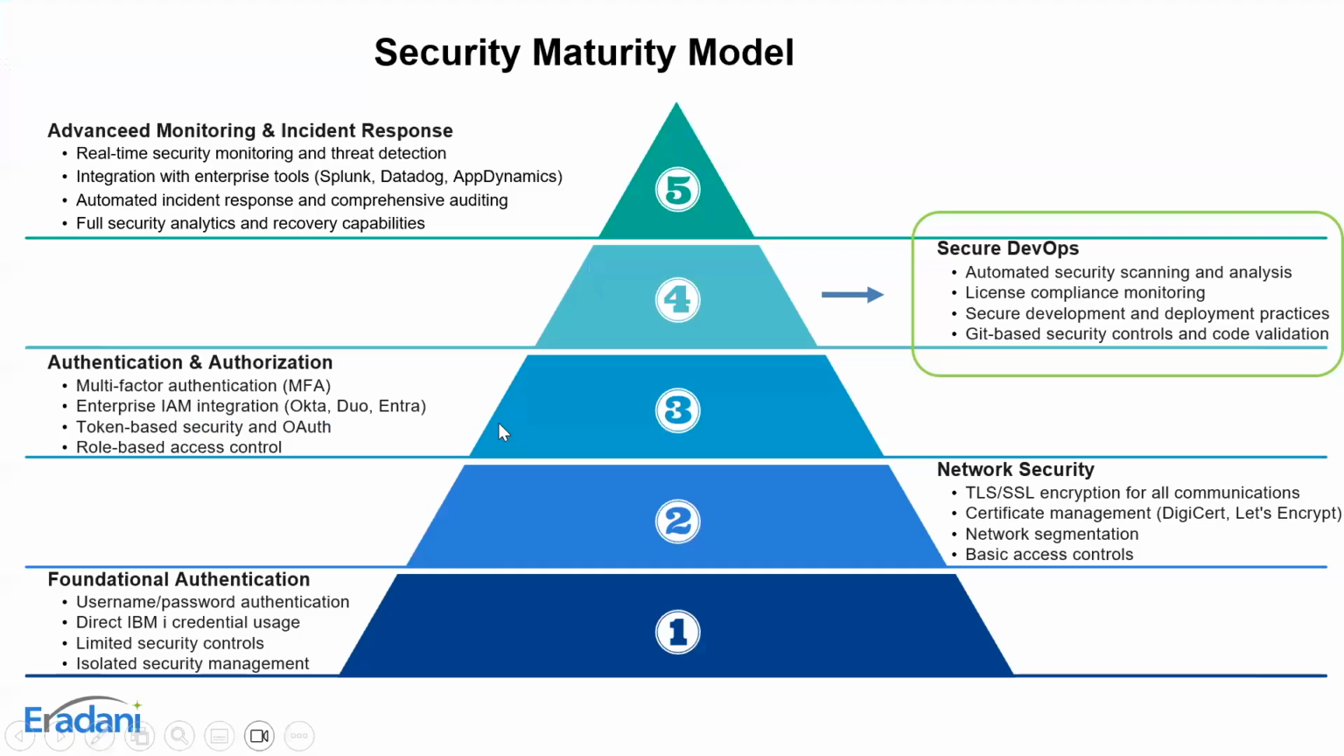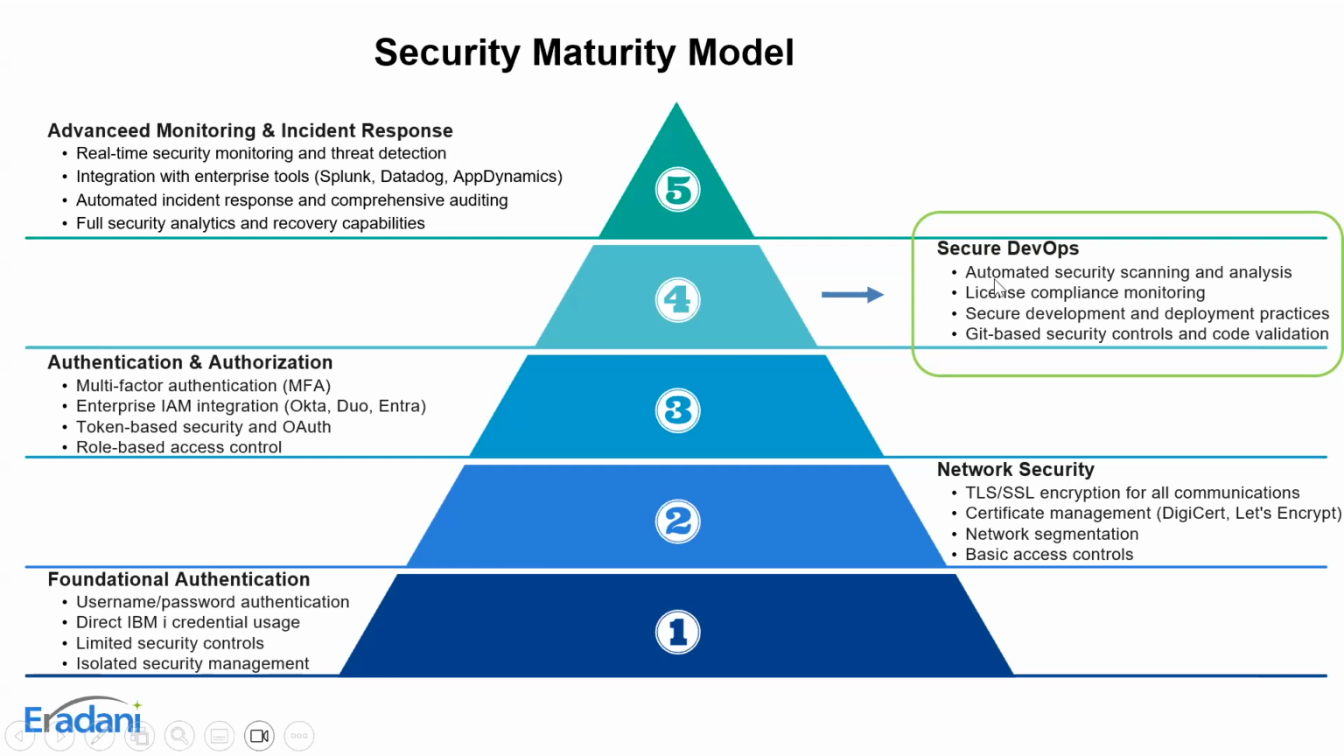If you look at our security maturity model for IBM i customers and the kinds of things that you can do, and if you've been in our other sessions in this webinar series, you've seen this, you've got the basic authentication at the bottom here, and then moving up into TLS and encryption, and then things like multi-factor authentication, token-based security and authentication. And then here at the top, we've got the monitoring. Today, we're going to be focusing on level 4 here.